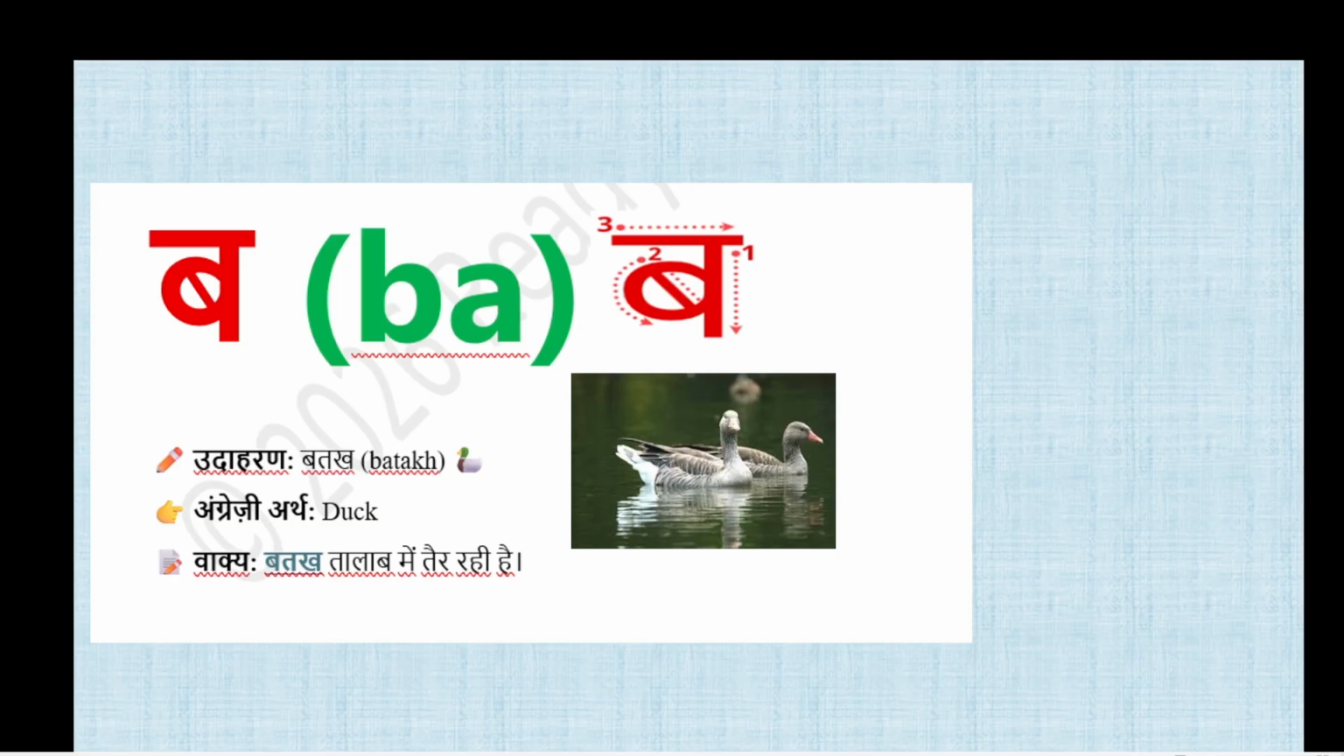Now, let's read the sentence. Batak तालाब में तैर रही है, meaning the duck is swimming in the pond. Let us see the strokes now. A standing line followed by an open curve on the left side, a slanting line within. Finally, a sleeping line on top.